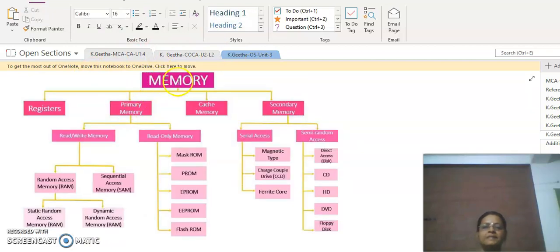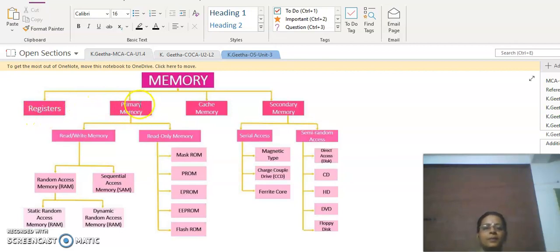This diagram explains the classification of the memory. So as we all know, based on the levels, we have the registers, the primary memory, the cache memory, and the secondary memory. And the registers, of course, are a hardware unit, limited in number and limited in size. They are the smallest memory available, the fastest memory, and the costliest one.